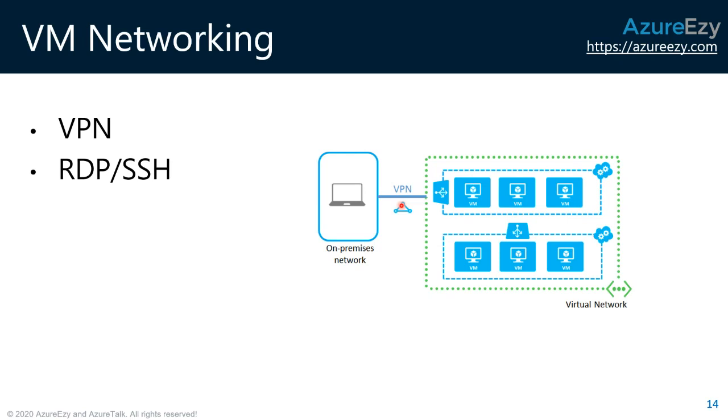RDP is something you use if your VM is deployed based on Windows. If it is a Windows VM, then you will probably connect using RDP. But if it is a Linux VM, then you will probably use SSH. That's the difference. So if you have deployed a Windows VM and you want to go inside that VM, and the network has already been established, this VPN is already established.